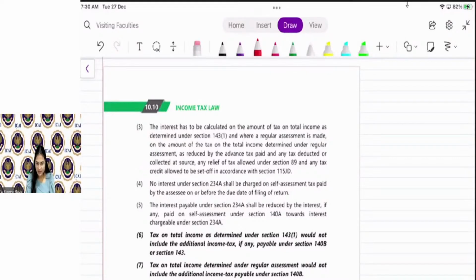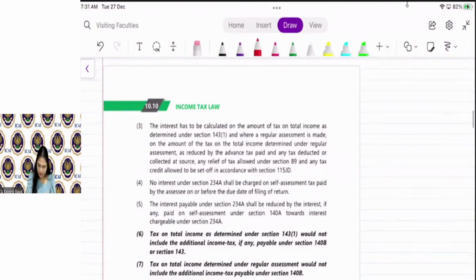Here it is given on which amount you have to pay interest under 234A. The amount payable at the time of filing return of income, which you have not paid before the due date. Say for example, if you have already paid tax before the due date, but you have not filed the return of income before the due date, then on whatever amount of tax you have paid before the due date, you are not required to pay interest under 234A.